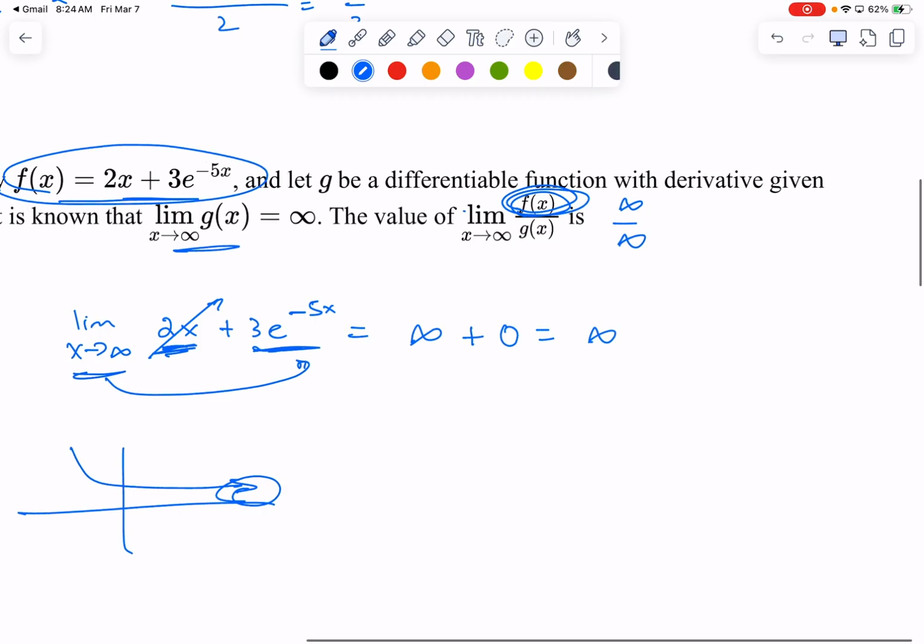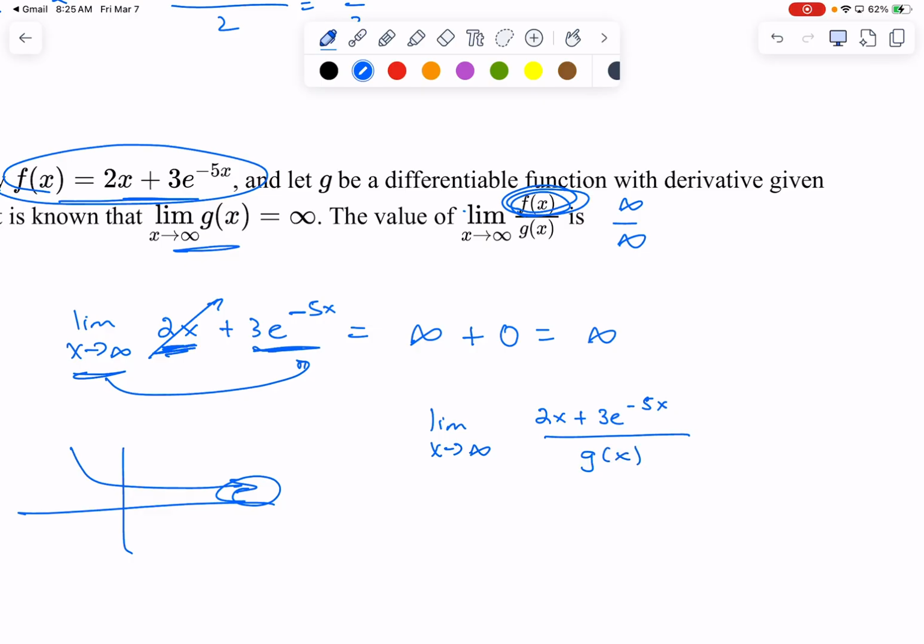So then we can take the limit as x approaches infinity of f of x, which is 2x plus 3e to the -5x, over g of x, because they don't tell us what g of x is. I can do L'Hopital's rule. So L'Hopital's rule is going to be 2 plus negative 15 e to the negative 5x, because the derivative of e to the negative 5x is e to the negative 5x times a negative 5. I'm almost done. And then over g prime of x.